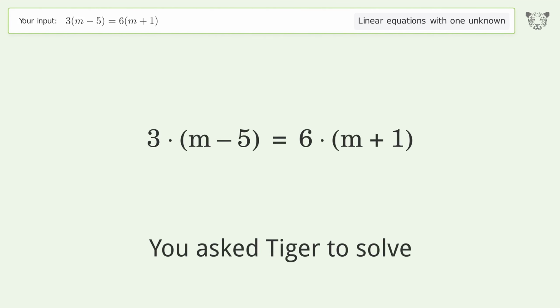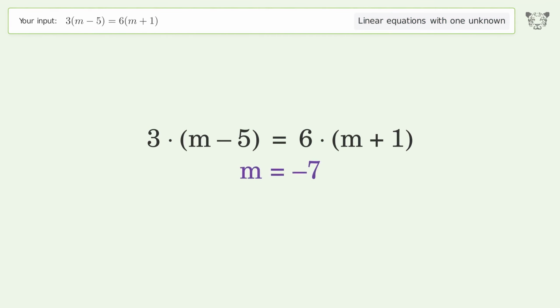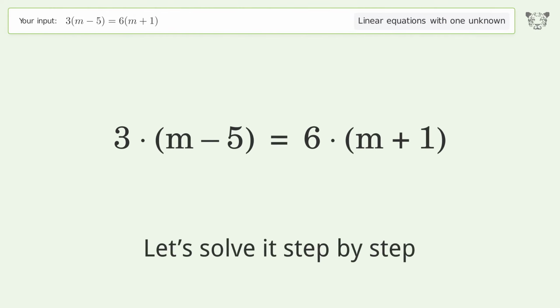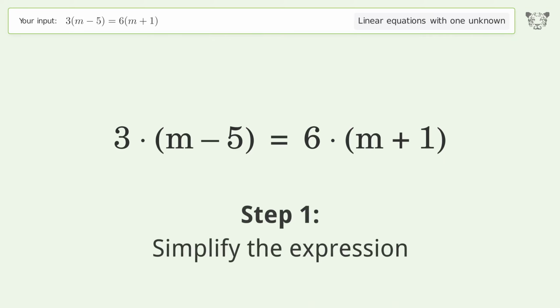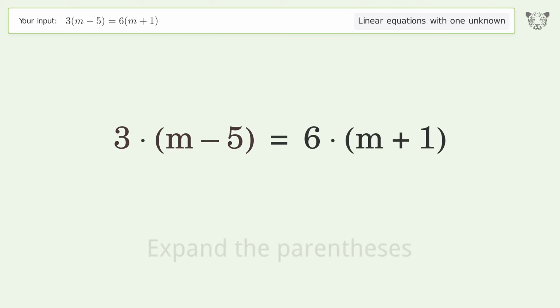You ask Tiger to solve. This deals with linear equations with one unknown. The final result is m equals -7. Let's solve it step by step. Simplify the expression. Expand the parentheses.